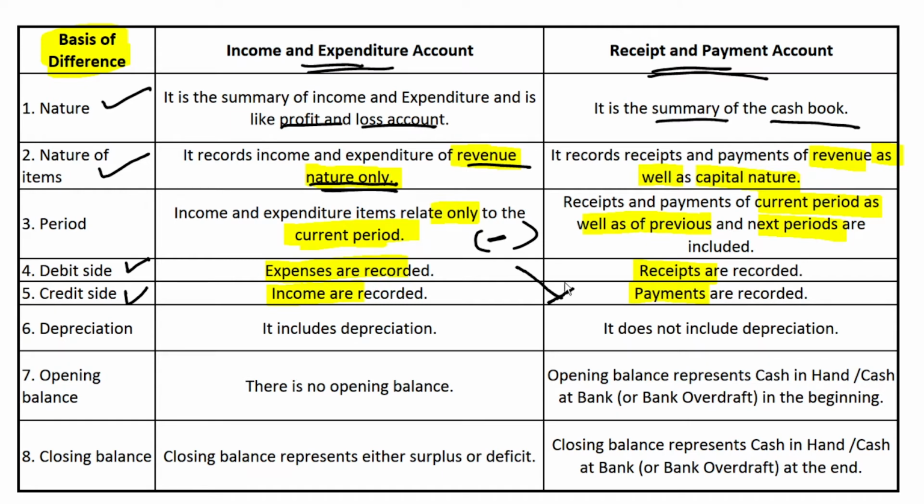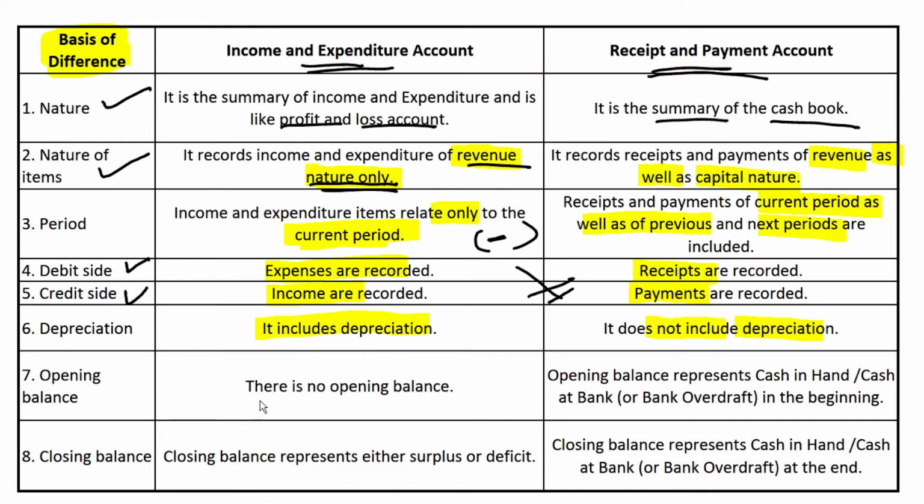Moving on to the next difference, that is depreciation. Income and expenditure account includes depreciation, but receipts and payment account won't record depreciation, because it's not related to cash. It's not a cash receipt or cash expense, so they won't mention it.